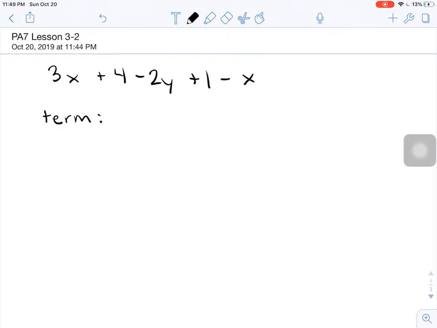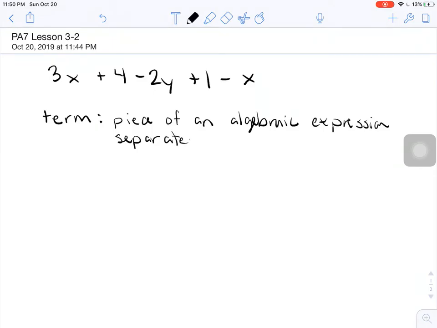First thing that we need to remember is that an algebraic expression is made up of terms. So a term is just a piece of an algebraic expression that is separated by addition. So every time you have an addition symbol, you have a new term.